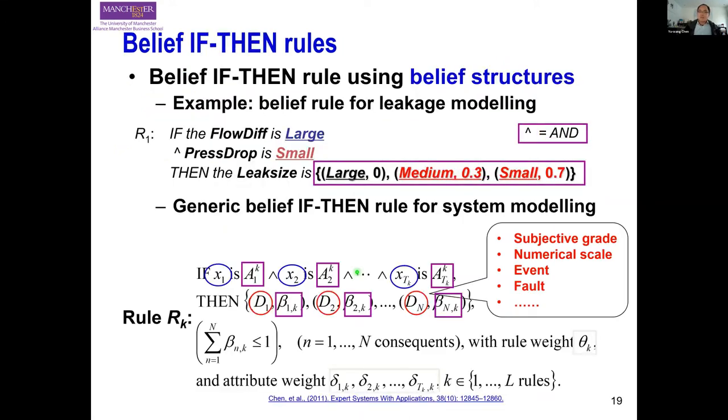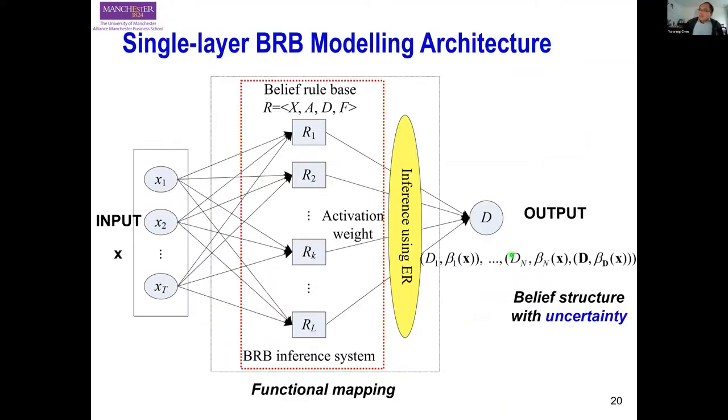A generic form of belief rules can be formulated like this. We can use this to capture uncertain decision outcomes. The decision outcomes can be subjective evaluation grades, numerical data, different events, or different faults in fault diagnosis. A single layer belief rule-based model looks something like this. It can represent a transparent and interpretable inference process from input information to the decision outcome, which is represented by a belief distribution.